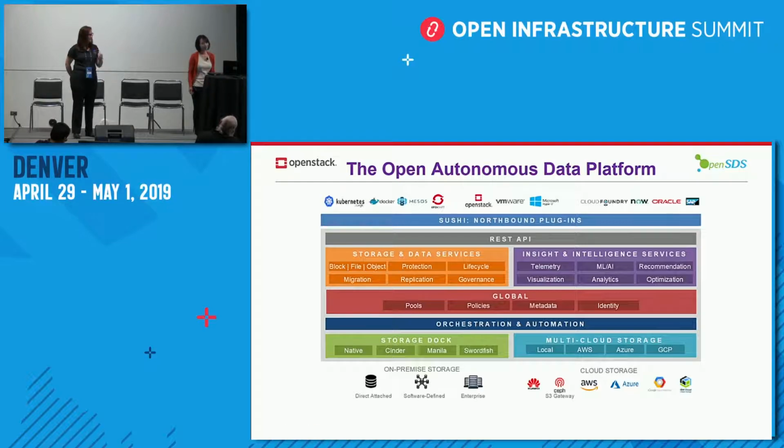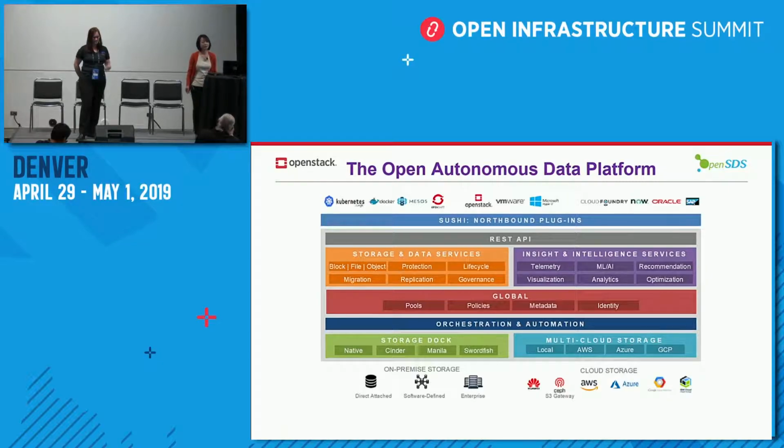OpenSDS provides a common control plane to manage block, file, and object storage, supporting heterogeneous storage systems, whether on-prem or in the cloud. For insight and intelligence, we are building a telemetry service that integrates with Prometheus, and we're building a machine learning module for anomaly detection. And for orchestration and automation, we're building a service that allows users to customize their workflows for automating volume provisioning and data migration and more.